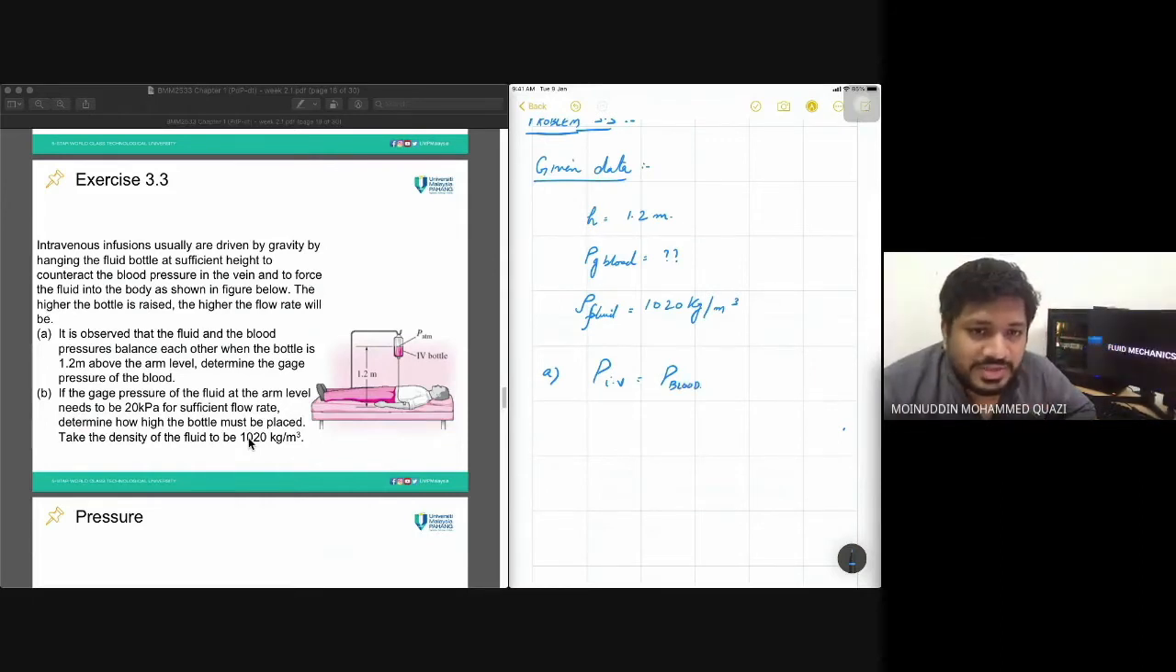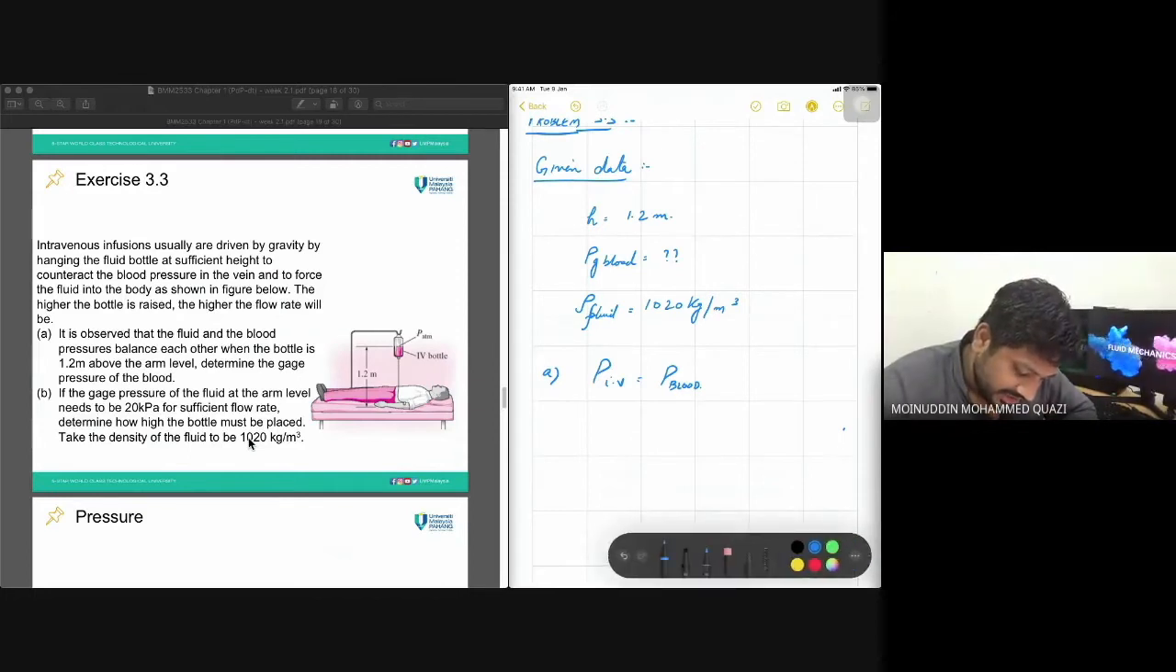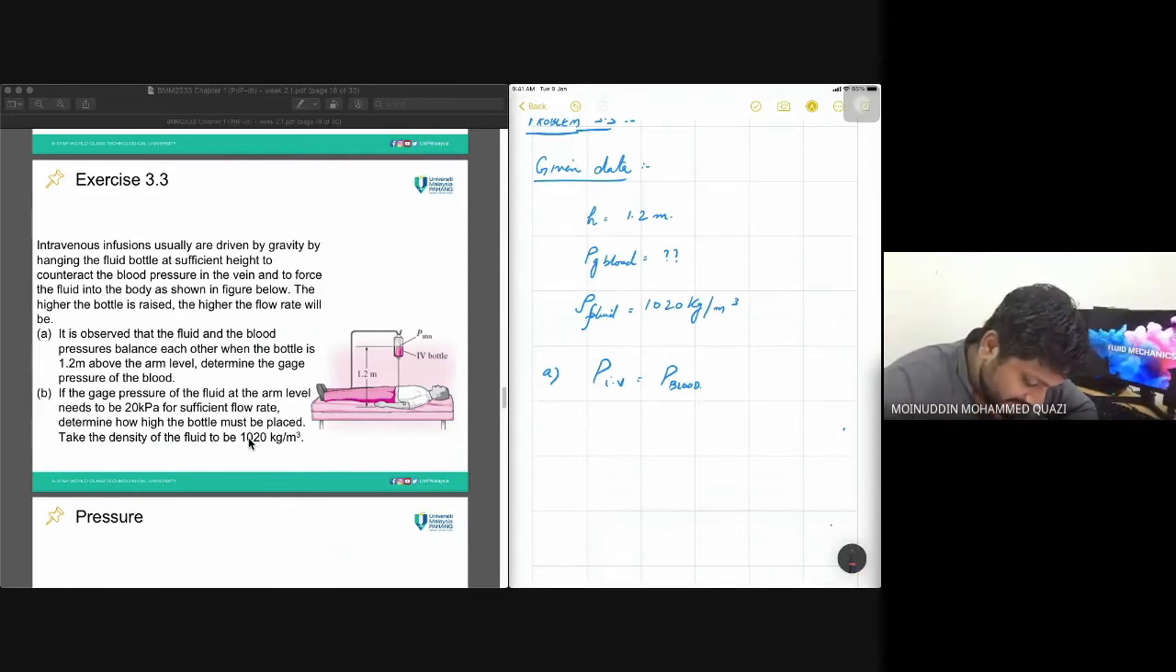Okay. So he's asking, let's calculate what is the pressure in the IV. It is equal to rho, the density of the IV fluid, multiplied by gravity, multiplied by height. So pressure in the IV, this is the applied formula. Then we go to the solution.